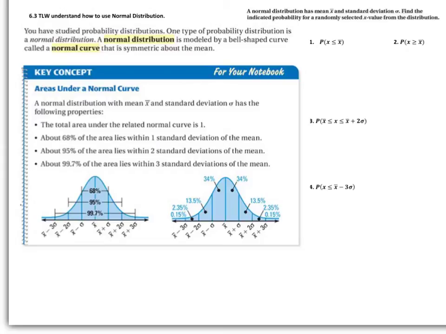Alright guys, today's goal, the learner will understand how to use normal distribution. You've studied probability distributions. One type of probability distribution is a normal distribution. A normal distribution is modeled by a bell-shaped curve.